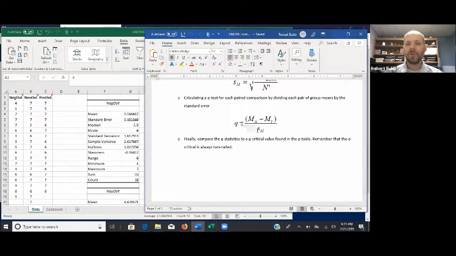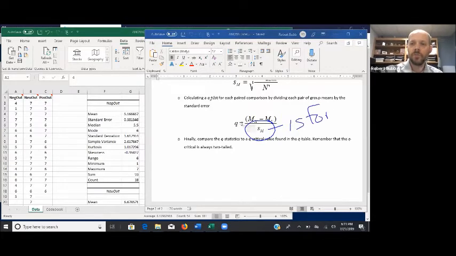Now, what makes it different, what makes it a Q statistic rather than a T statistic, is the denominator. So in the denominator, the standard error in a t-test is only for two groups. But in a q-test, the standard error is for all groups, not just the two that you're comparing. And so that's what makes it different than the t-test. So make a note that the difference between a t and a q-test has to do with that denominator, has to do with that standard error. In a t-test, that standard error is only for two groups. For a q-test, that standard error is for all the groups in your particular study.